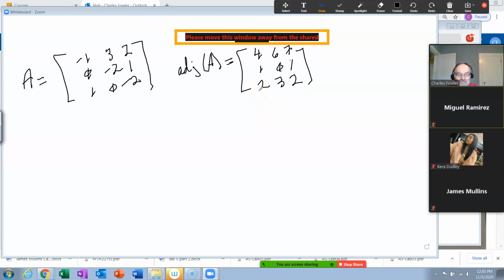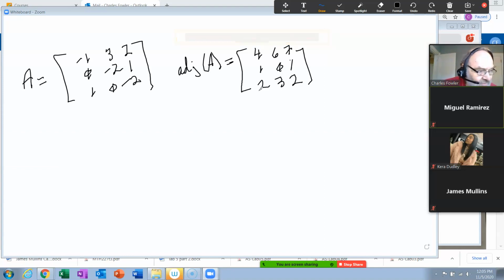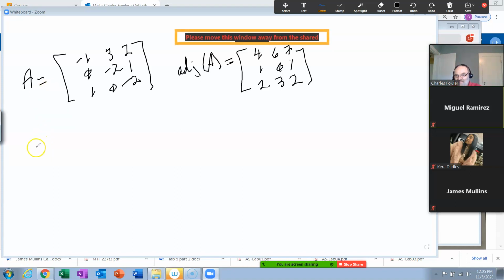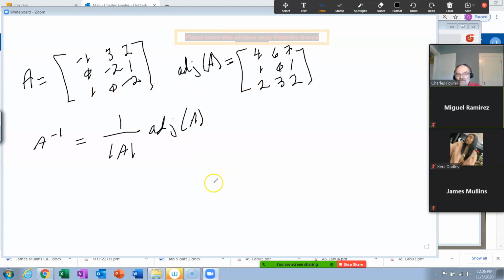Okay, now what does it tell you? The theorem 3.10 tells you the inverse of A was 1 over the determinant of A times the adjoint of A. Now, we've already got the adjoint of A, so that's not going to be an issue. We need to do the determinant of A. So let's do it down here.